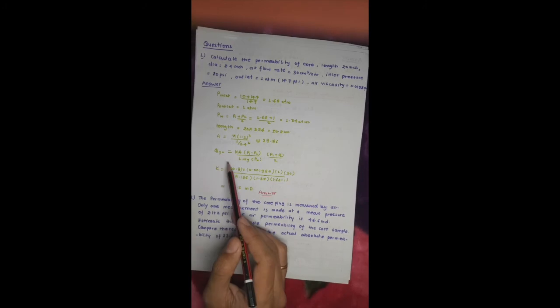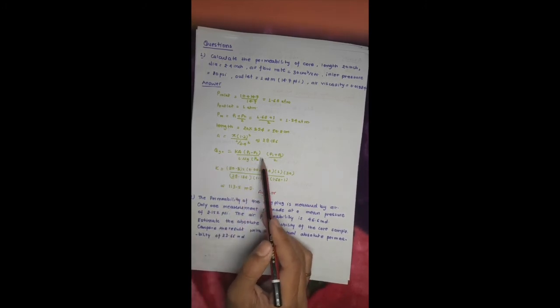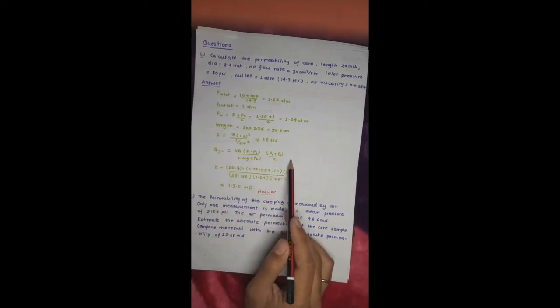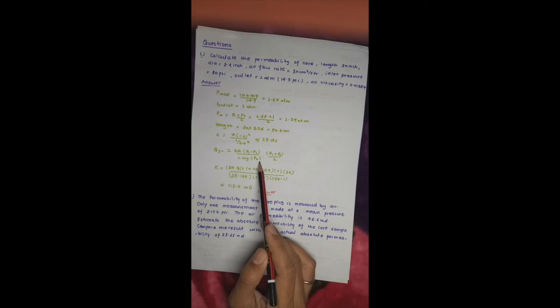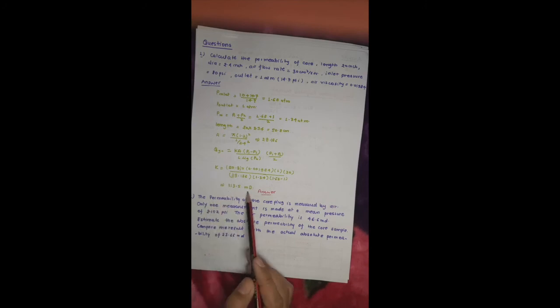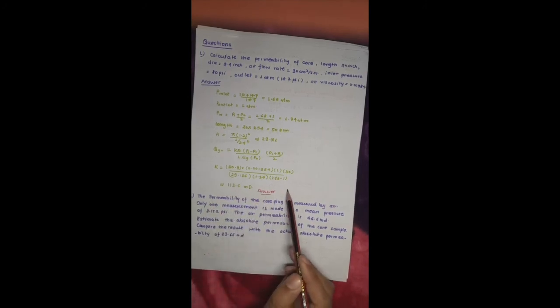So when we apply the formula for the gas, there is Kg equal to (Q mu L Pb) divided by (A (P1 minus P2) times (P1 plus P2) divided by 2). This is the gas permeability formula. So here Pb, as earlier stated, is the atmospheric pressure or base pressure, so it will be 1. So the answer comes to 113.5 millidarcy.